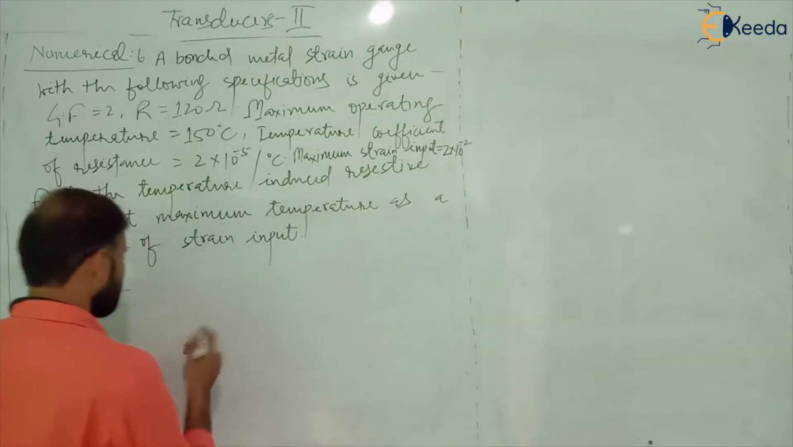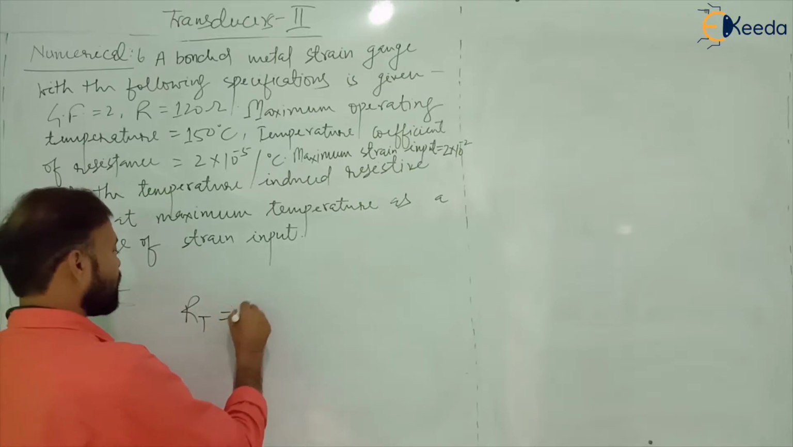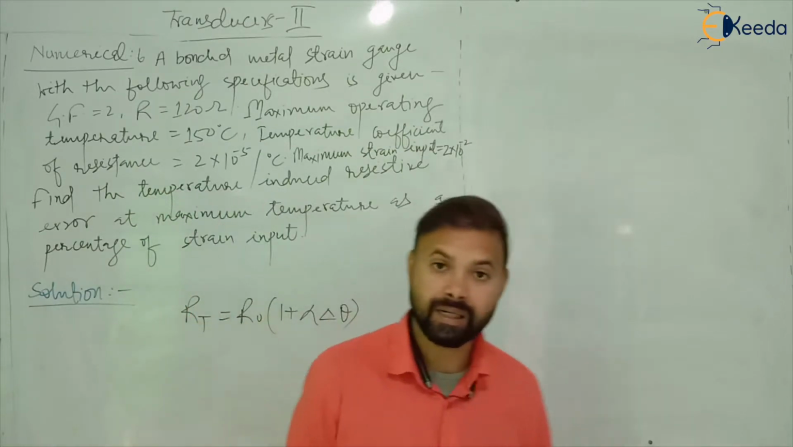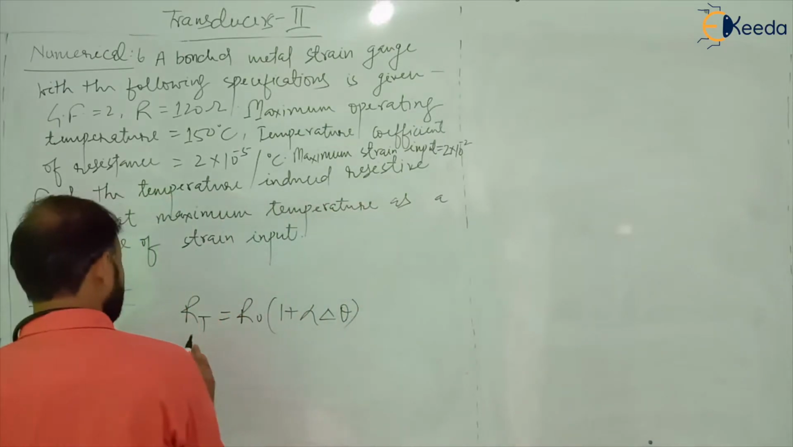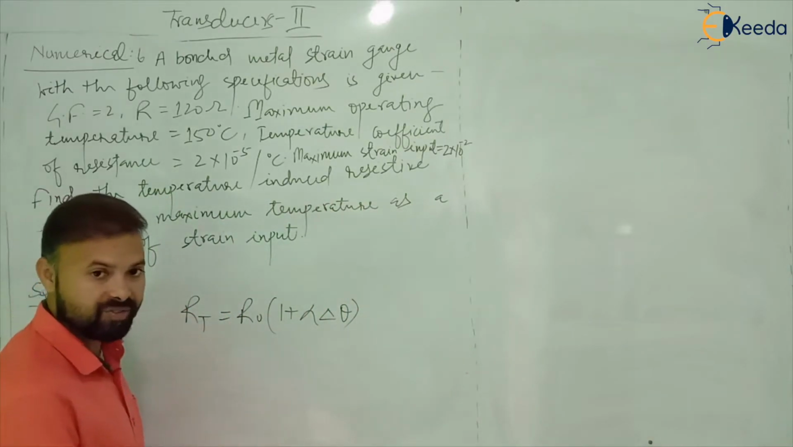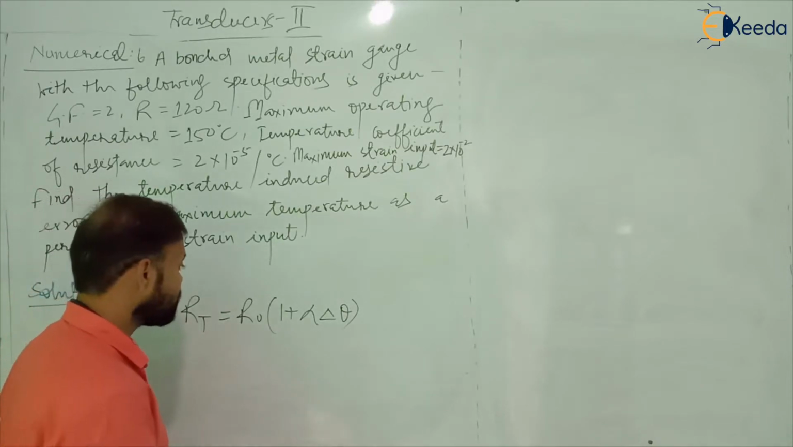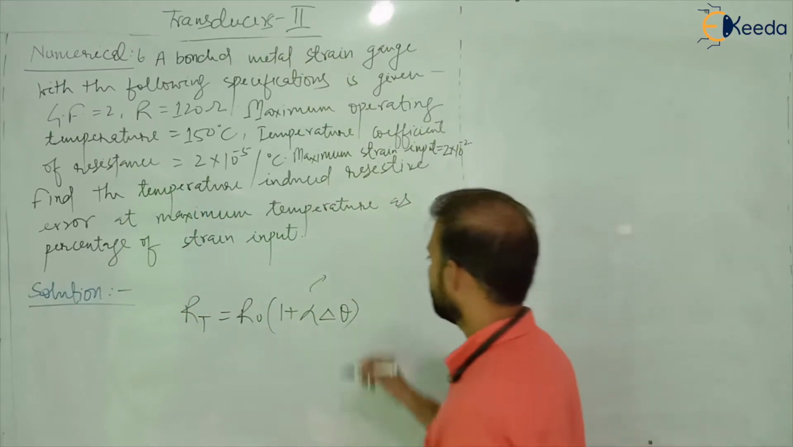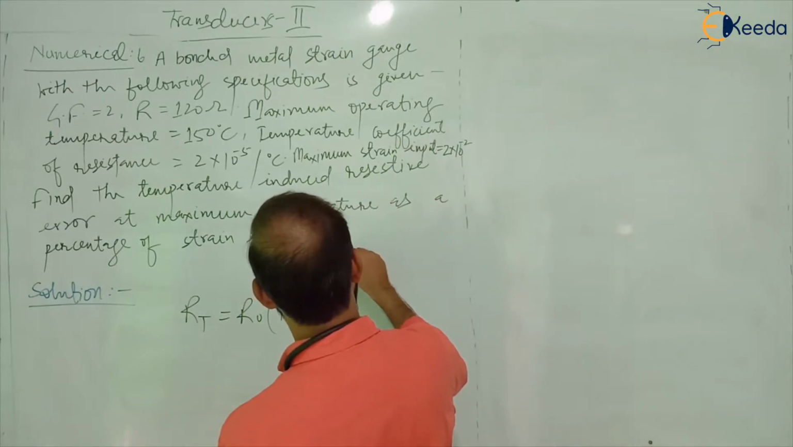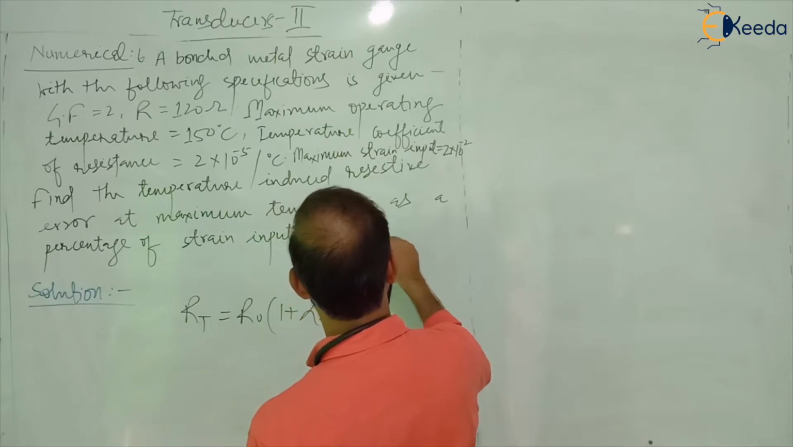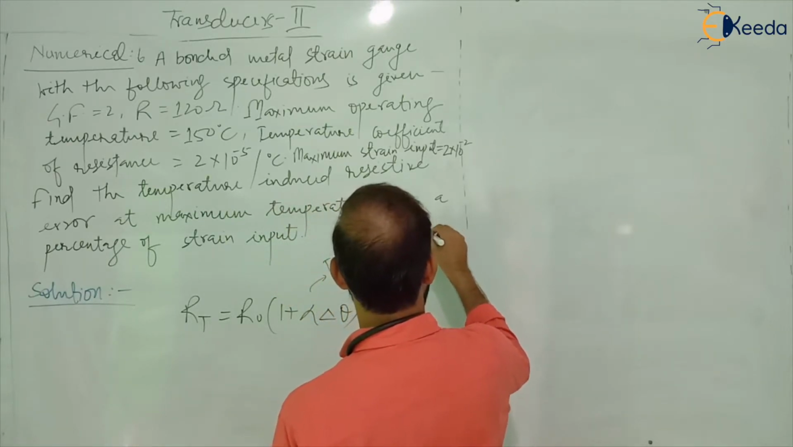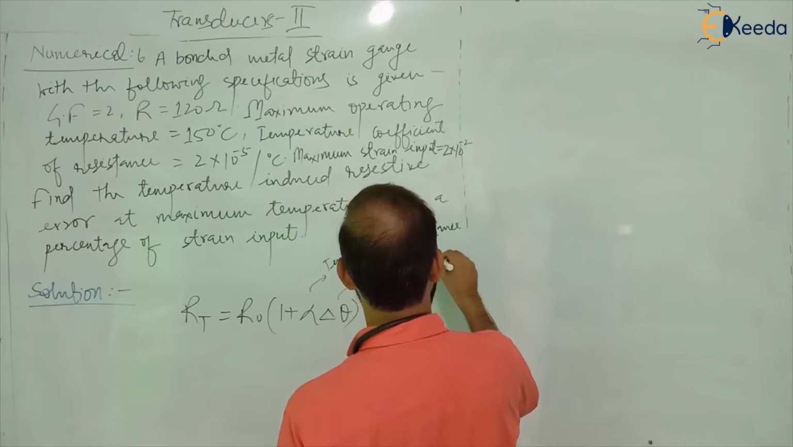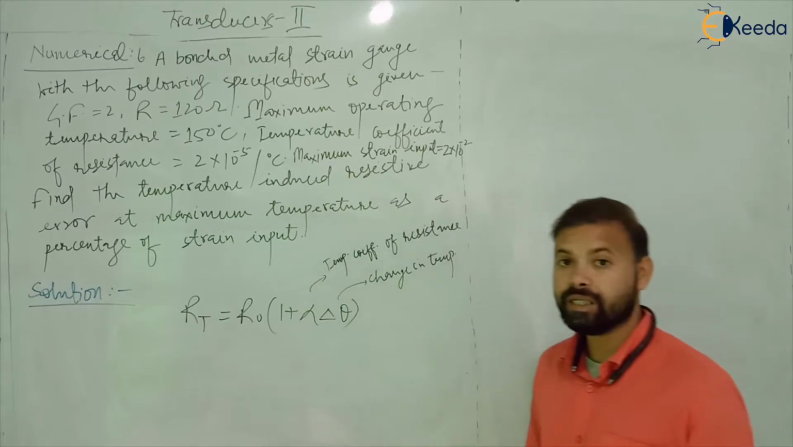So we know the formula RT is equal to R naught into 1 plus alpha delta theta, where RT is equal to final resistance due to the effect of temperature, R naught is equal to initial resistance, alpha is equal to temperature coefficient of resistance, delta theta is equal to change in temperature, right?